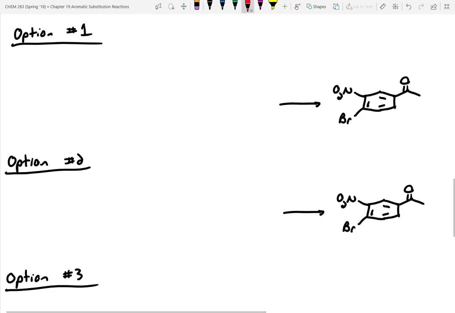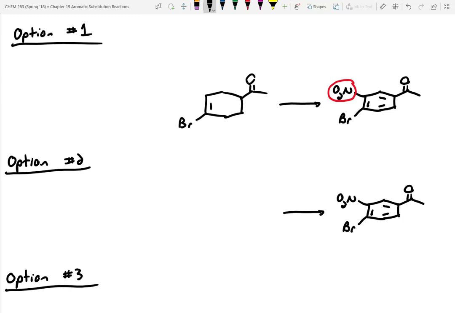All right, you guys want to try this as a class now? All right, there's 3 options, right? So I'm just going to arbitrarily pick one group to install. So for example, I'll say, all right, maybe the intermediate before the final product was missing this nitro group. So I'll draw that in. And I would say, all right, that would mean the ketone must have been on there originally, and the bromine must have been on there originally. And what are the reagents we need to install a nitro group?